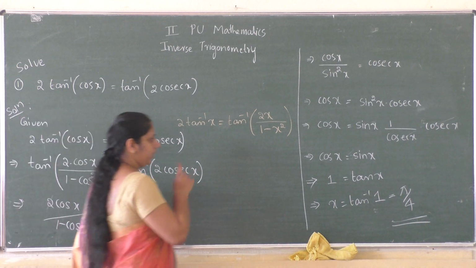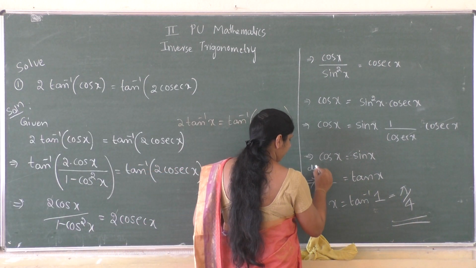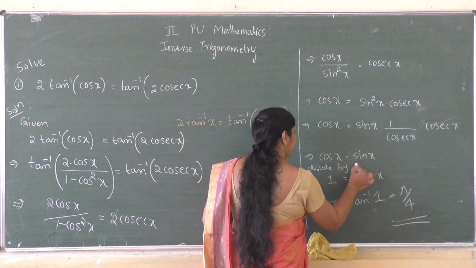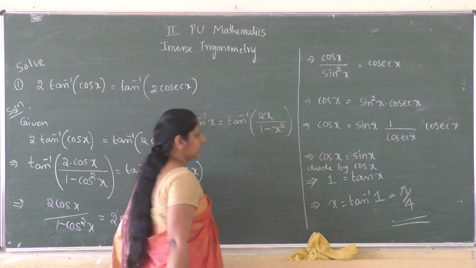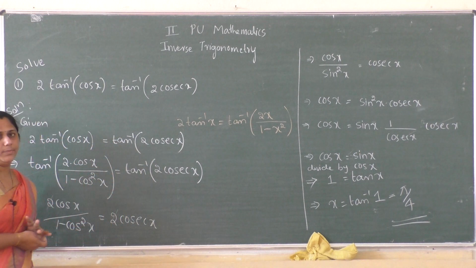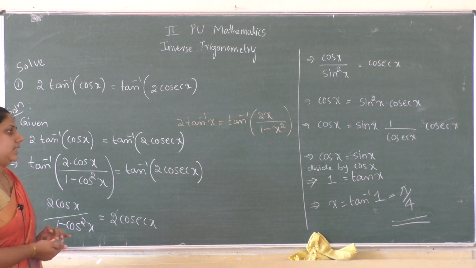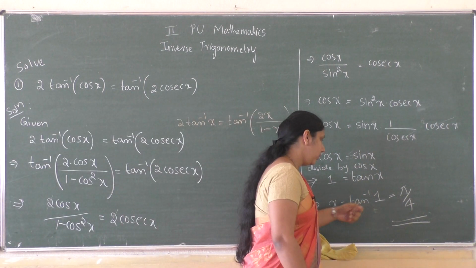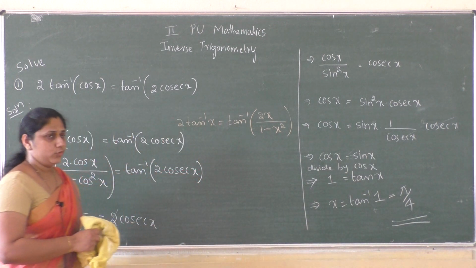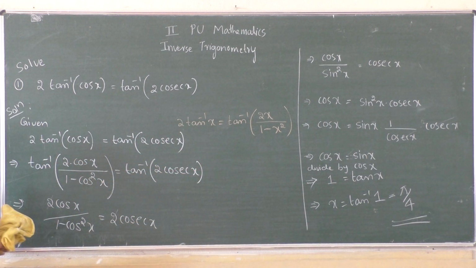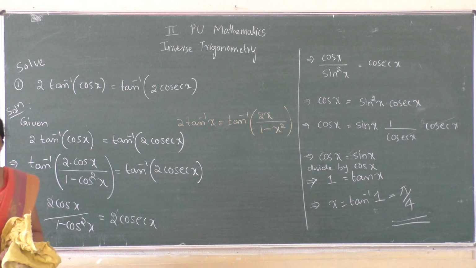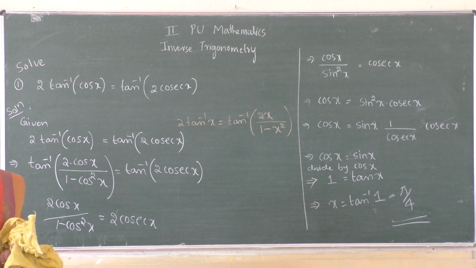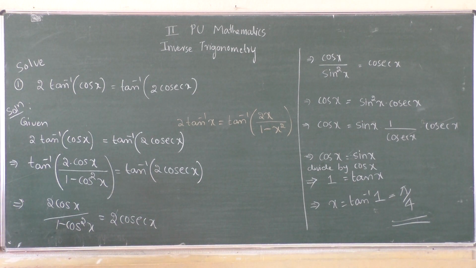So here you have to divide by cos x. Then cos x by cos x is 1, sin by cos will be tan x. That implies x will be equal to tan inverse 1. And here the principal value of tan inverse 1 is pi by 4. So here the value of x will be pi by 4. So if the question is given like this, that is solve the following, then you have to find the value of x. So this is the first question.